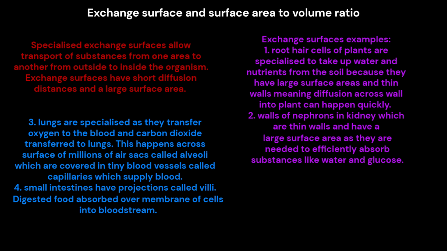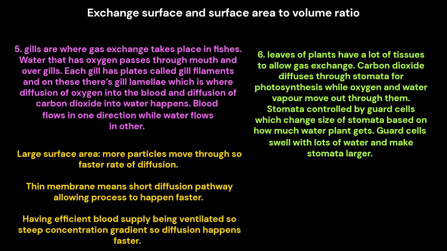Digested food is absorbed over the membrane of cells into the bloodstream. 5. Gills are where gas exchange takes place in fish. Water that has oxygen passes through the mouth and over the gills. Each gill has plates called gill filaments, and on these there are gill lamellae, which is where diffusion of oxygen into the blood and diffusion of carbon dioxide into water happens. Blood flows in one direction while water flows in the other.